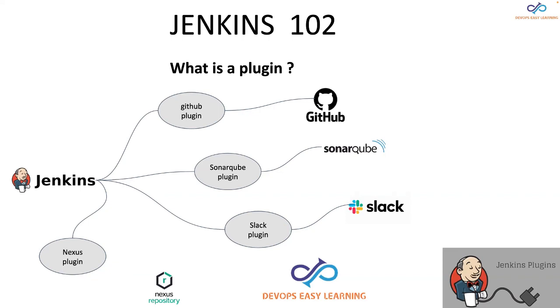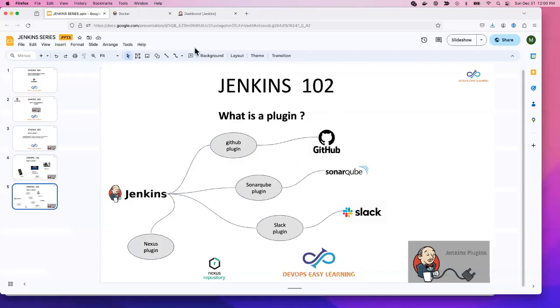So to ease communication between Jenkins and any other tool, can be Datadog, SonarQube, GitHub, Slack, ECR, EC2, for example, Jenkins will need a plugin for those tools. Same thing goes for GCP and Azure. Jenkins will need a plugin. Now, let's jump into the topic and see how we can install a plugin in Jenkins.